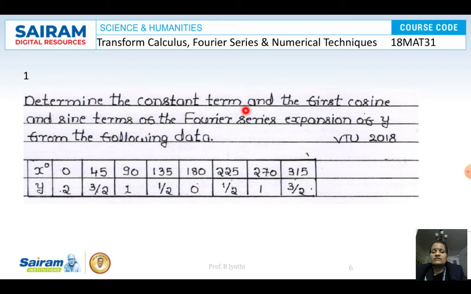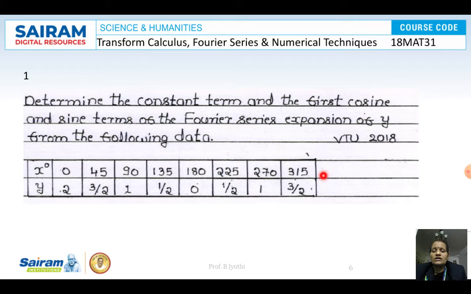Determine the constant term and the first cosine and sine terms of the Fourier series expansion of y from the following data. So here x in degrees is given by 0, 45, 90, 135, 180, 225 and so on. That means the difference between the successive values is 45 degrees. Now if you go for the next value, it will be 360. Since it is a periodic function, we are not going to consider both 0 as well as 360. Any one of the values will be considered.